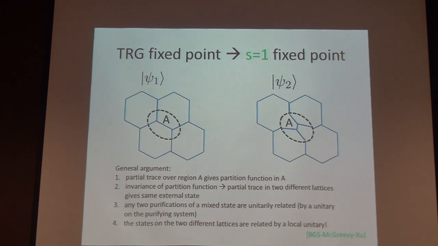Excuse me. We need to assume that the wave function that we put on the lattice should be on some closed manifold. Some what? Closed manifold. If the system has some boundary, the partial trace that you used here might not still be available.